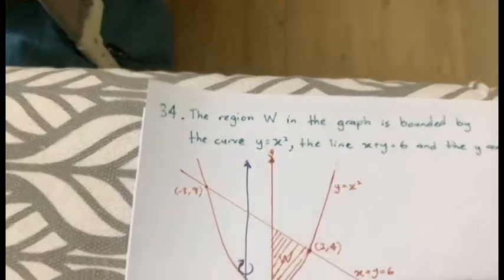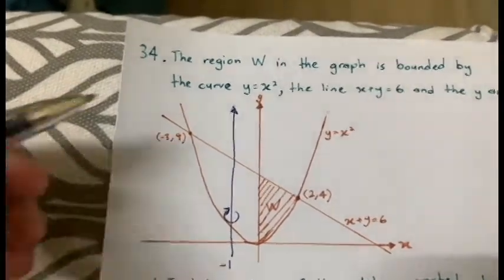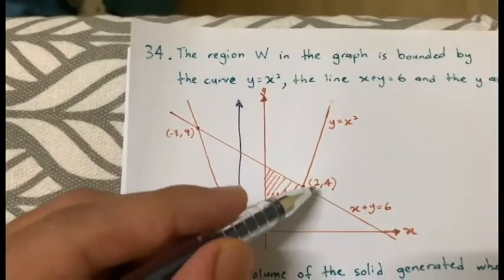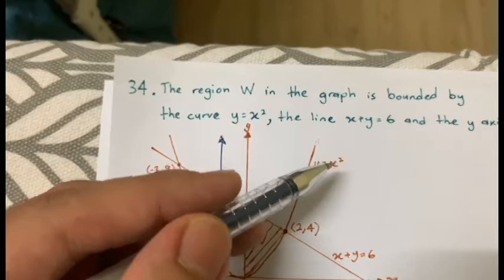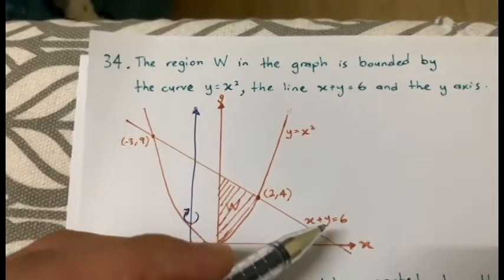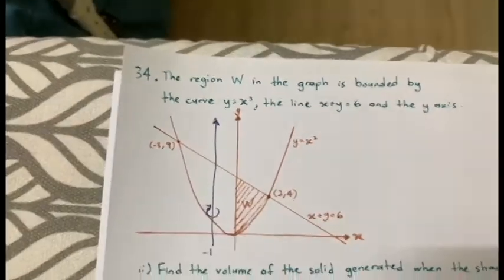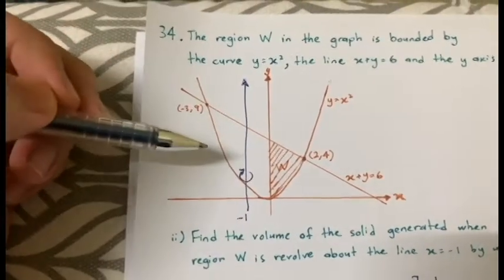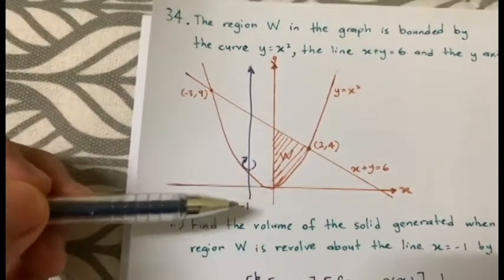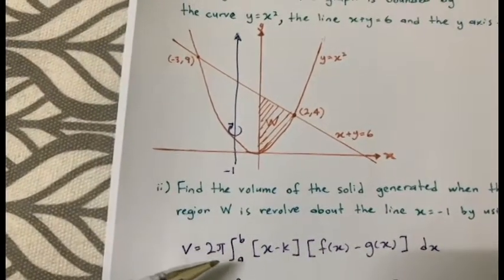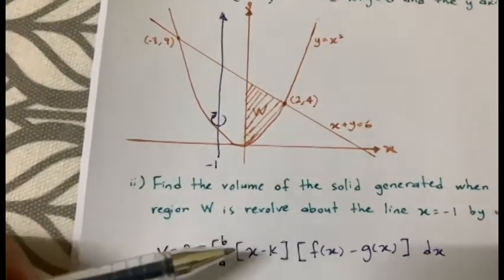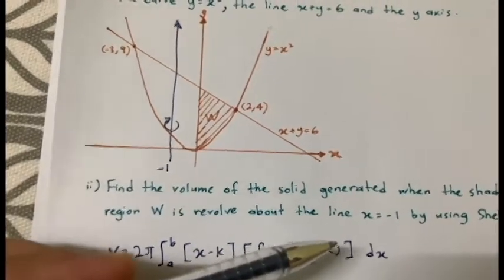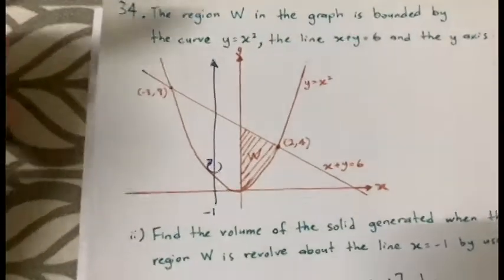So the line of revolution is over here. Let's see what the question gives us. The question gives us the coordinates -3, 9, and 2, 4, y equal to x squared for the curve, and x plus y equal to 6 for the straight line. For the shell method, if the line of revolution is placed on the left side of the graph, the formula will be volume of 2 pi integrate from a to b, x minus k, which is the revolve line, f(x) minus g(x) dx.